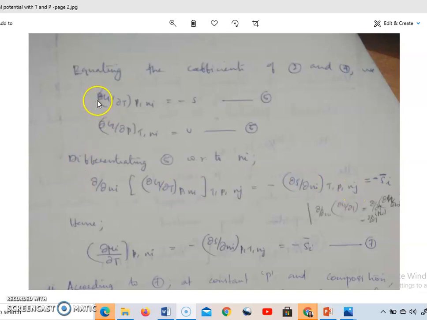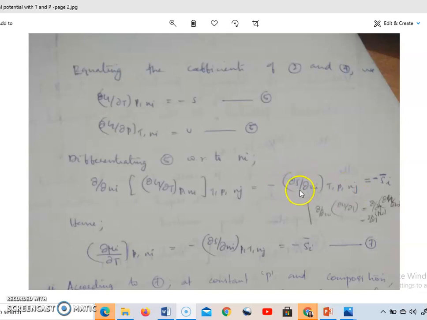So we are differentiating equation 5 with respect to Ni. So dou by dou Ni of dou G by dou T at constant pressure and Ni, again conditions, constant temperature, pressure and Nj, which is equal to minus dou S by dou Ni at constant temperature, pressure and Nj.